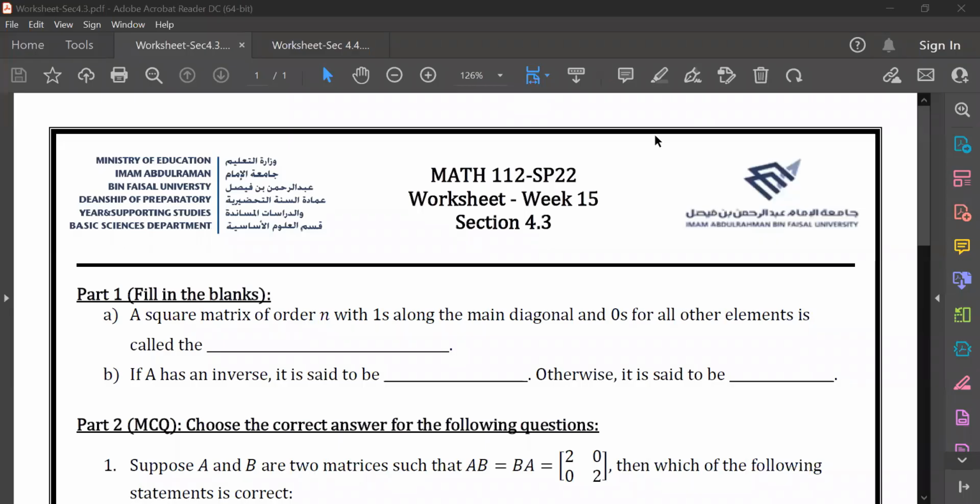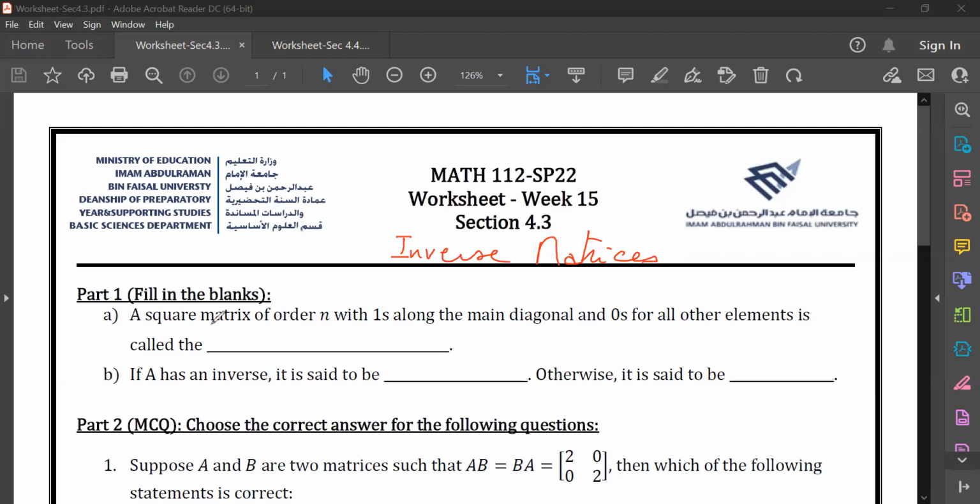Worksheet section 4.3 about inverse matrices. Let's start with some definitions. Question A, we have a square matrix of order n.